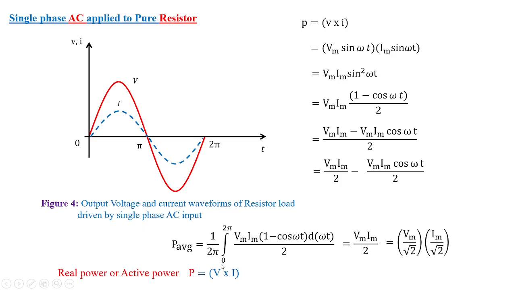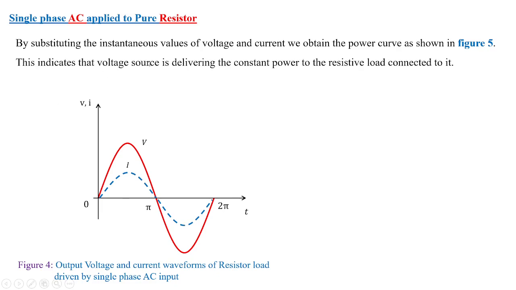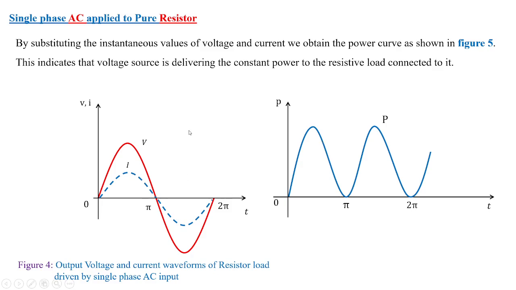So these capital letters represent the RMS values, whereas the small v and small i represent the instantaneous values, and the maximum value is represented by Vm and Im. So this is how we can differentiate between the RMS value, the instantaneous value, and the maximum value. For a pure resistor, the waveform of voltage and current are in phase, as shown in this waveform. This indicates that the voltage source is delivering constant power to the resistive load connected to it. Therefore, if you combine these two waveforms, we get the power waveform in this fashion.